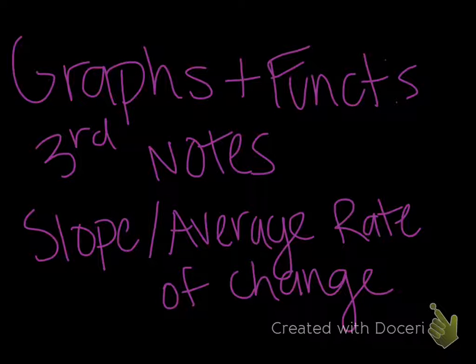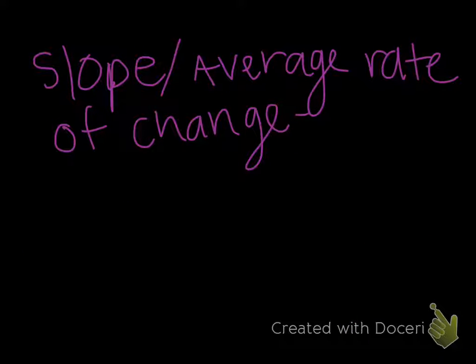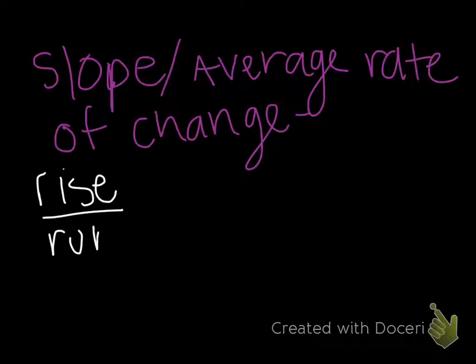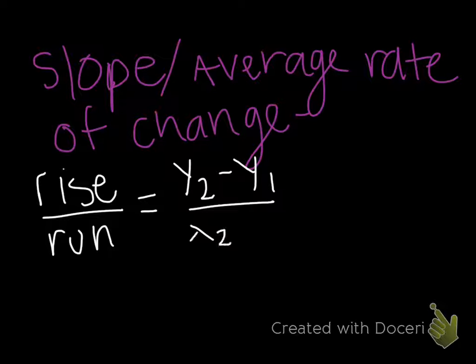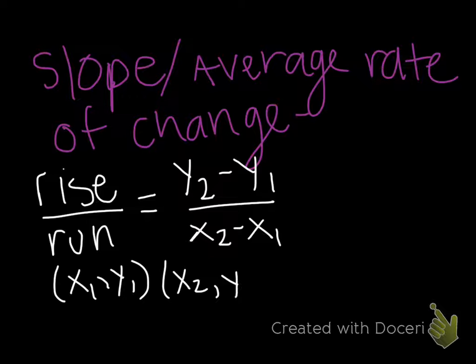Today we're doing the third set of notes in the Graphs and Functions chapter, and we're going to be discussing slope and average rate of change. So, slope, the way it is defined is rise over run. That's the most basic definition that you are given when you are in Algebra 1. The formula to find your slope is y2 minus y1 over x2 minus x1. And this is coming from a coordinate pair when you have x1 comma y1 and x2 comma y2.